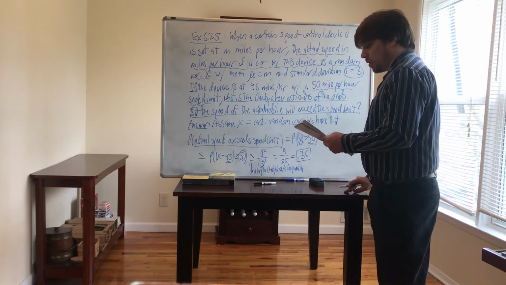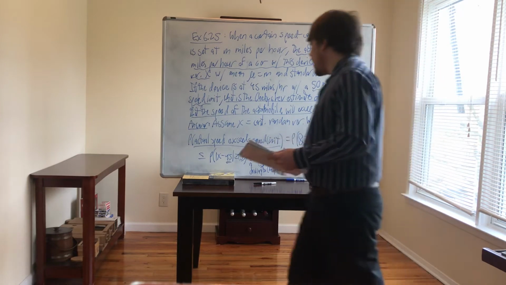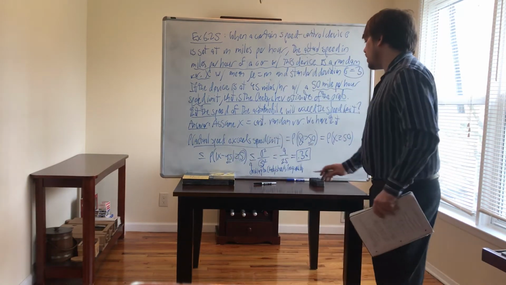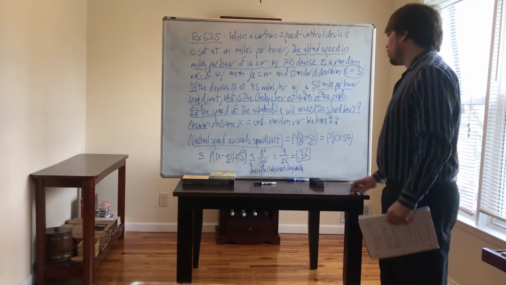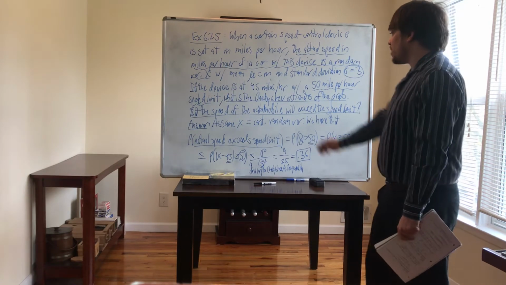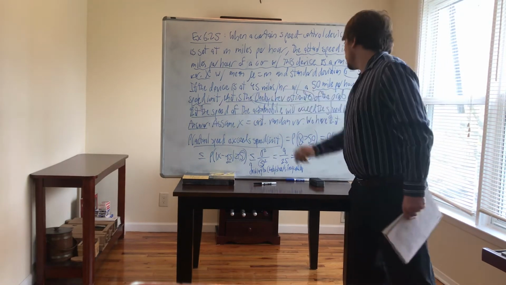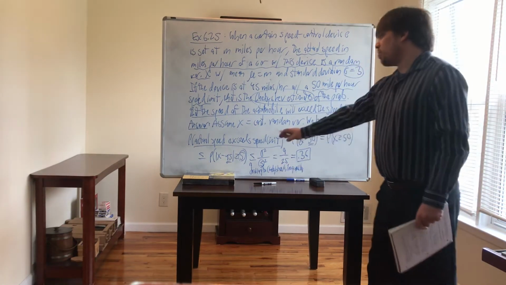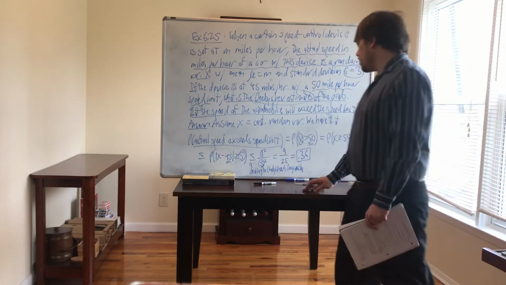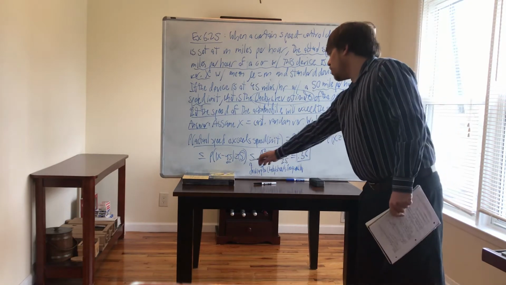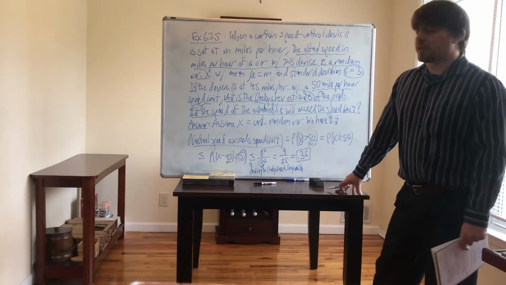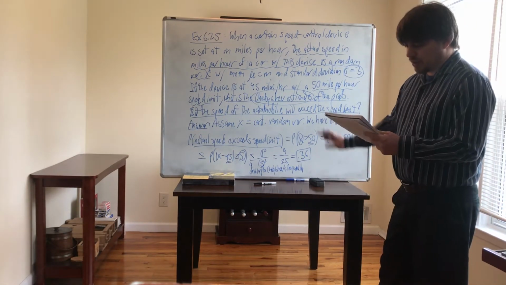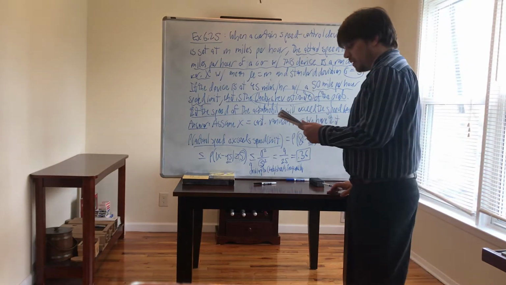Okay, and so the probability of the actual speed exceeding the speed limit is less than or equal to 0.36. That is the Chebyshev estimate of that probability. The Chebyshev estimate is that the probability that the actual speed exceeds the speed limit is at most 0.36. Okay, so we found an upper bound for that probability.